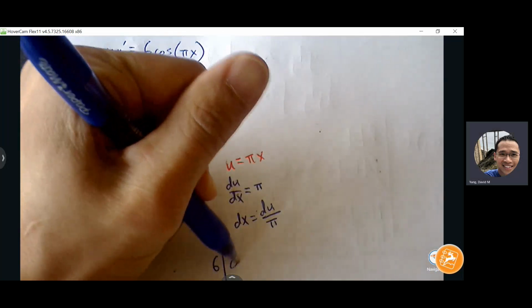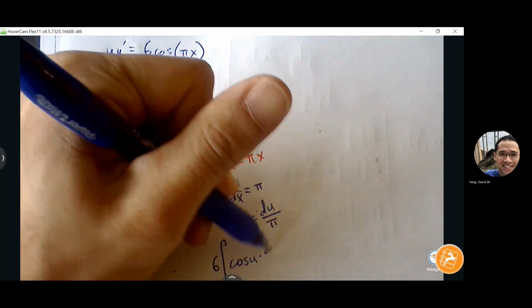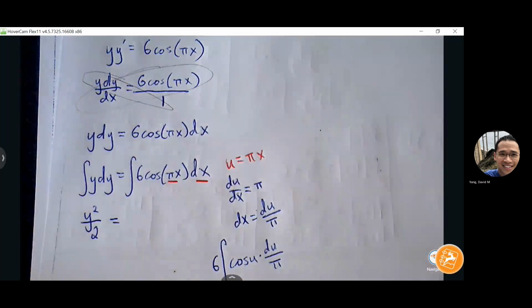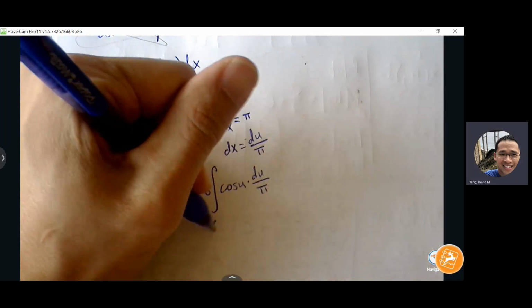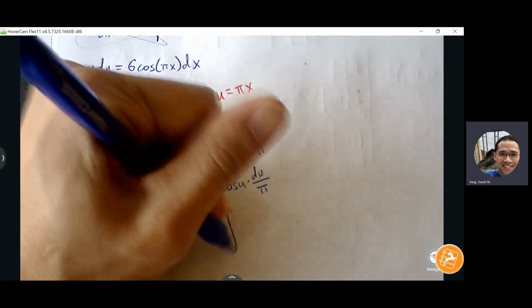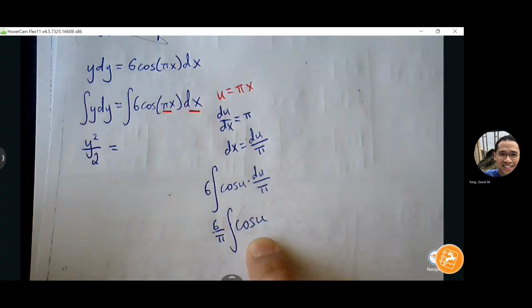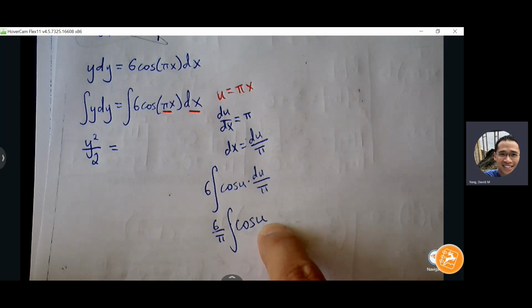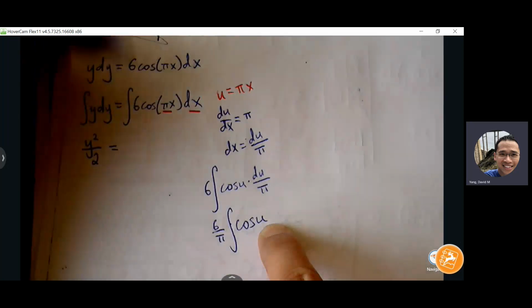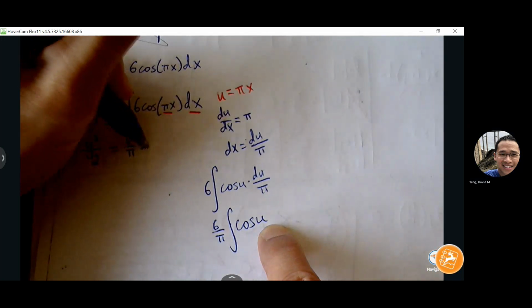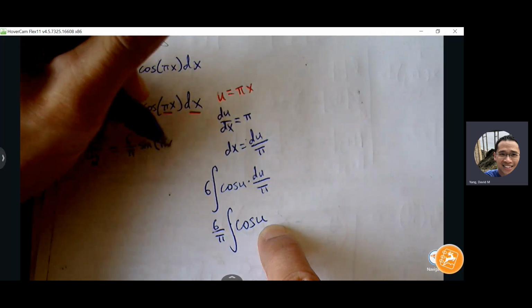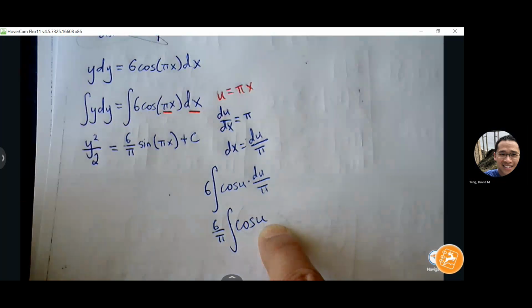Pull the 6 out in front. Pull the pi out in front. 6 over pi, integral the cosine of u. Cosine becomes what? Sine. And then replace the u back in terms of the pi x. So you're left with 6 over pi sine of pi x plus c.